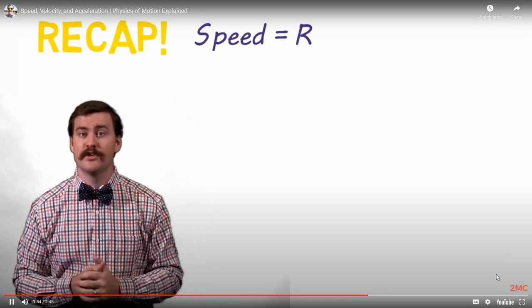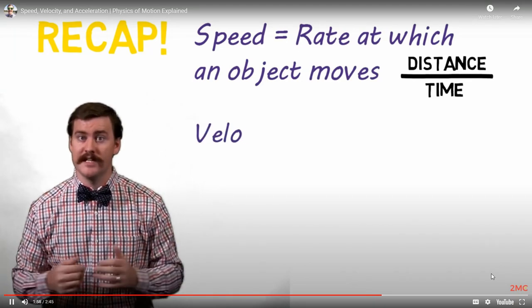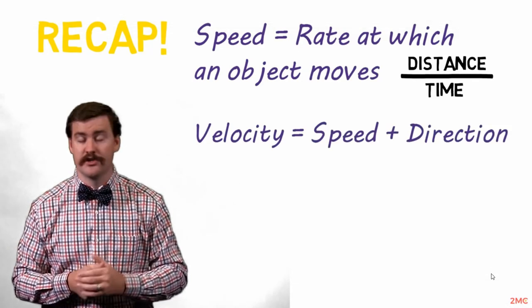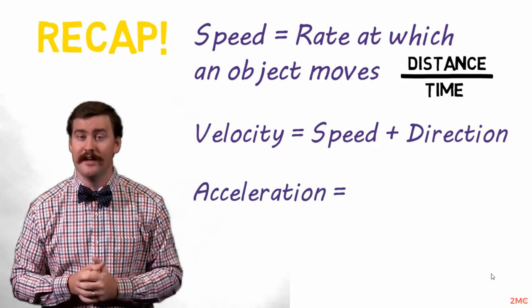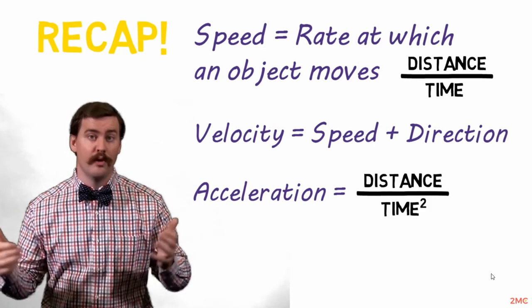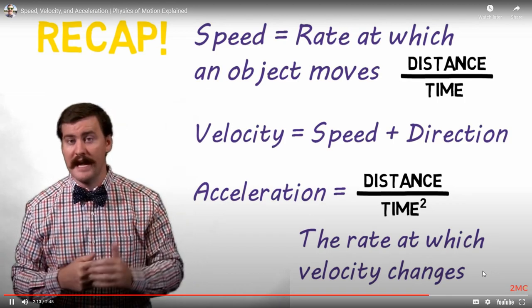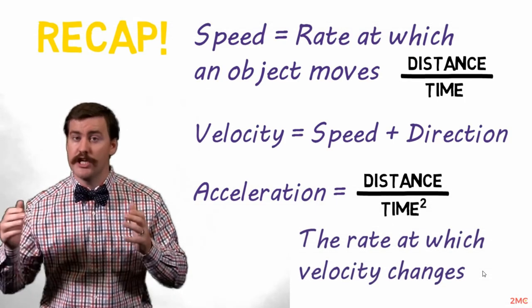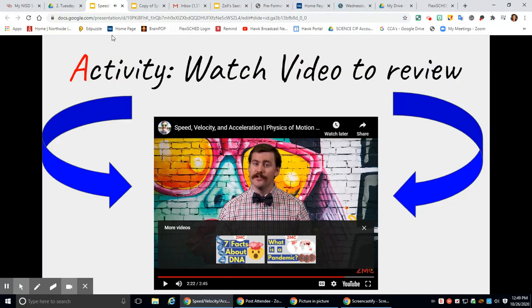Alright, let's recap. Speed is the rate at which something moves, distance over time. Velocity is speed with a direction, so distance over time with a specific direction. And acceleration, the king of them all, is distance over time squared, or the rate at which velocity changes. So whether you're speeding up, slowing down, or changing directions, you're changing your velocity and thus accelerating. Science is so cool. I hope you enjoyed this.